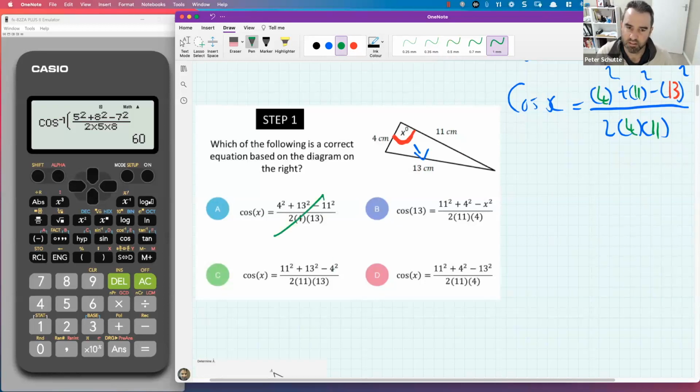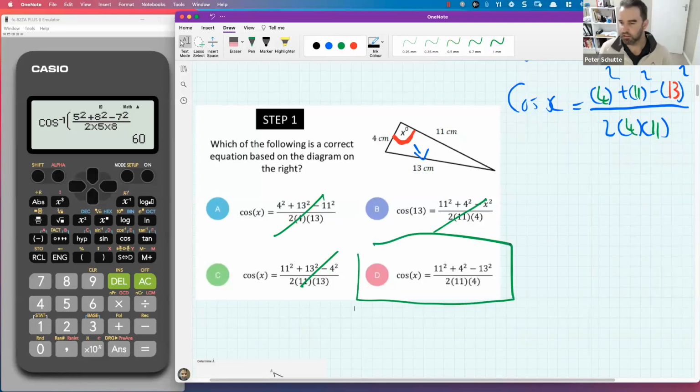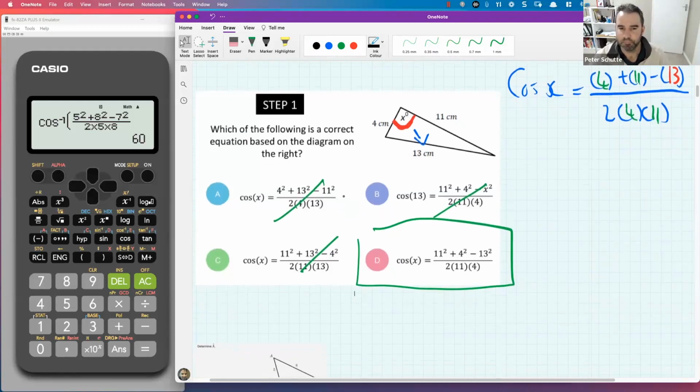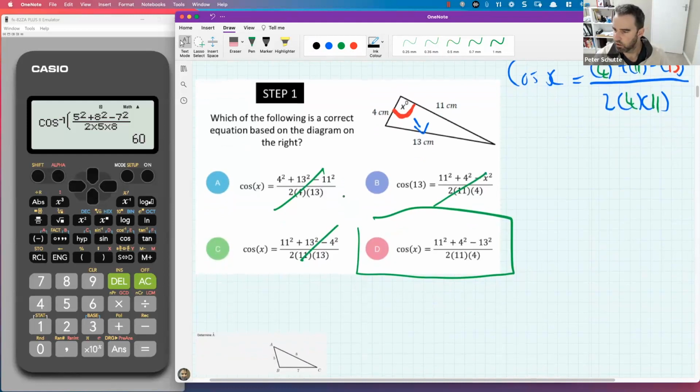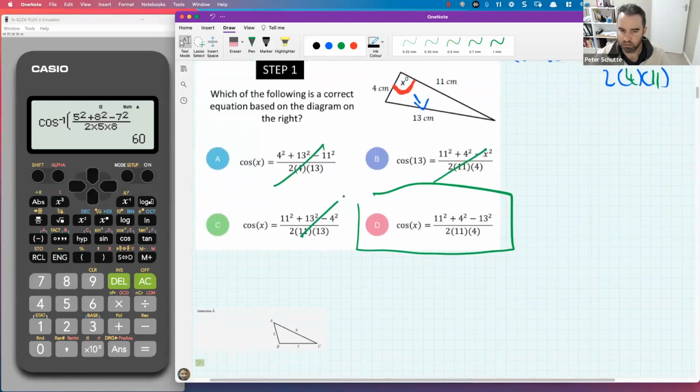Okay, it can't be that, because the minus 13 squared gives it away. It must be D. Okay. That's Capozzo, Lebo, and Mompilo. That's looking good to me.